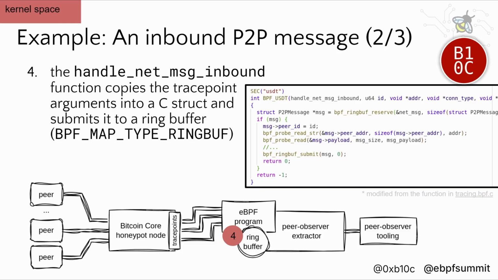Using reserve submit here has the neat side effect that our struct is not on the eBPF virtual machine stack, but already on the ring buffer, and thus can be larger than the 512 byte stack size limit of the virtual machine. The payloads of Bitcoin P2P messages that we pass along with the tracepoints and want to have in user space are frequently larger than the 512 byte stack size.